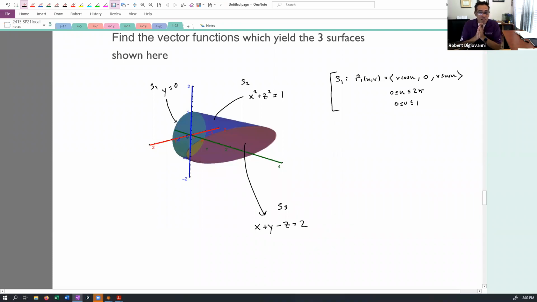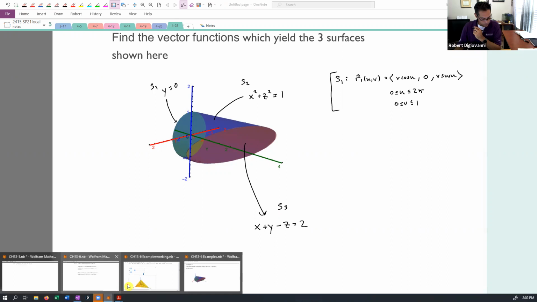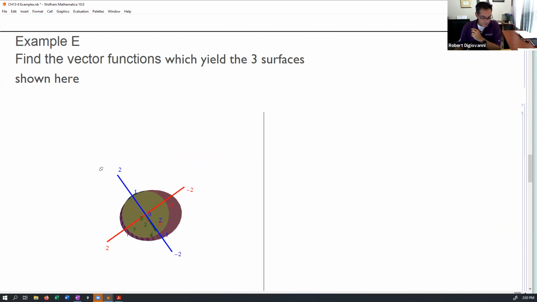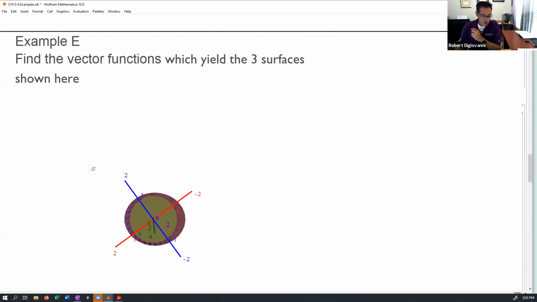Okay, S2. S2 is a fun one. So for S2, think about what's happening on S2. S2 is this bluish outer shell of the cylinder. If you look at it from here, it's always just drawing a circle, right? Trying to draw a circle.